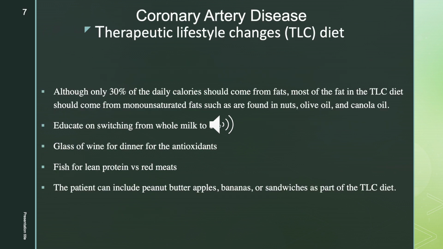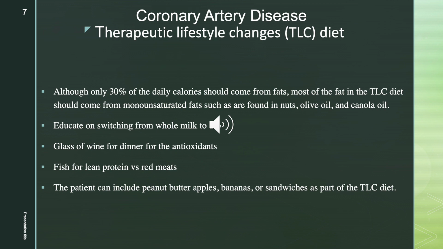All right, so obviously coronary artery disease is a big problem, and obviously diet and lifestyle changes are going to be something that they want to do often. So we have a couple of diets, a couple of acronyms, if you will. In this case, it's TLC, the therapeutic lifestyle changes diet. So what they want you to really focus on is making sure that you are taking care of your monounsaturated fats that are found in nuts, olive oil, canola oil. So 30% of those calories should come from those types of fats.